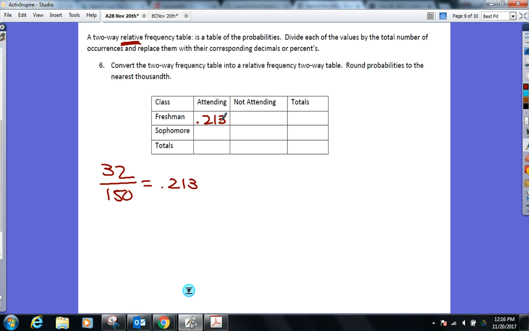I'll give you about another minute. Flip back and forth and find me the probabilities of sophomore, freshman, attending, not attending, and the totals.